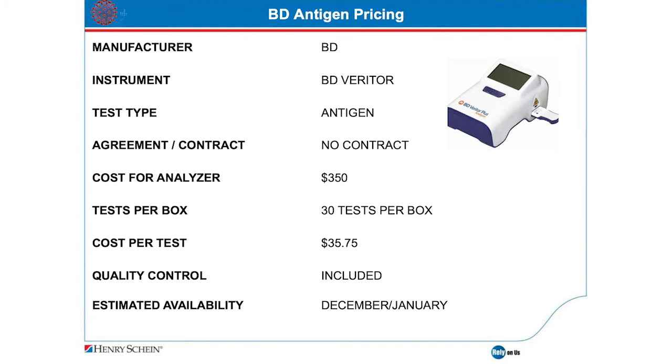Let's talk about the BD antigen pricing. Similar to Q Health, there's no contract involved or commitment by the customer in order to utilize the product. And the cost of the analyzer is similar to Q Health as well, being $400 for each instrument. The tests come in packages of 30, and they're about half the price of the Q Health system test cartridges at $35, more or less. The quality control is also included, which is a little bit different as well. And we expect to have access to the product in late December, early January.